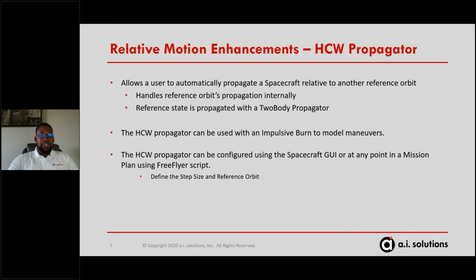Now, when you're using the HCW Propagator, you have two options of configuring it. One can be using our spacecraft GUI, and if you are a FreeFlyer user, you might already be familiar with the spacecraft GUI, which is accessible via the object browser. You can open that up and then go to our Propagator settings page and set the configuration there. Or at any point in your mission plan, you can configure your spacecraft to use an HCW Propagator via FreeFlyer script.